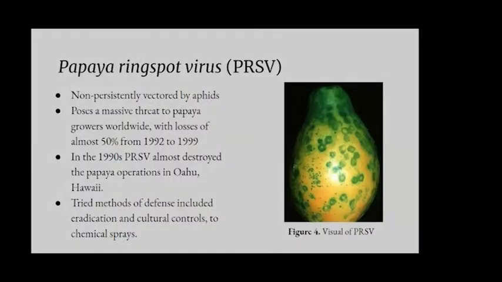Another significant example of a pathogen-resistant genetically modified crop is papaya, which was genetically engineered to be resistant to papaya ringspot virus, or PRSV. PRSV is non-persistently vectored by aphids, and it poses a massive threat to papaya growers in the US and worldwide, causing losses of almost 50% from 1992 to 1999 in Oahu, Hawaii, where growers attempted various methods of defense, from eradication and other cultural controls to chemical spraying, but were ultimately unsuccessful.